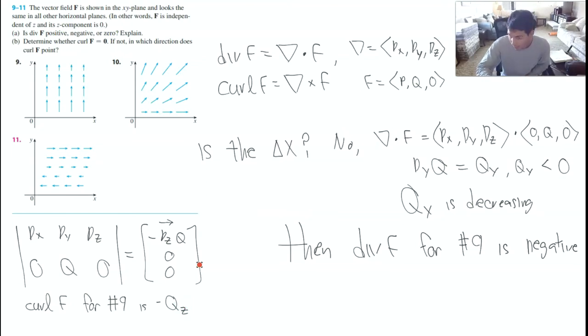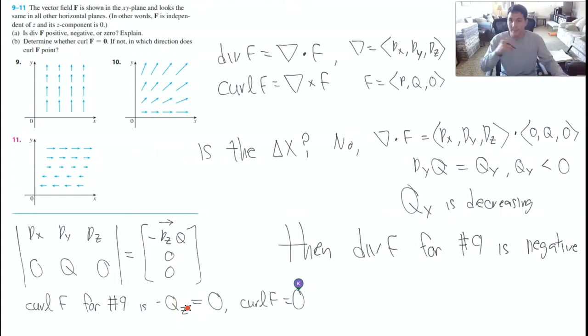And what does that mean? Okay. Is there any change in the z direction? Is there even a z component? Well, no, there isn't. And so negative q with respect to z is 0. So curl f is equal to 0.